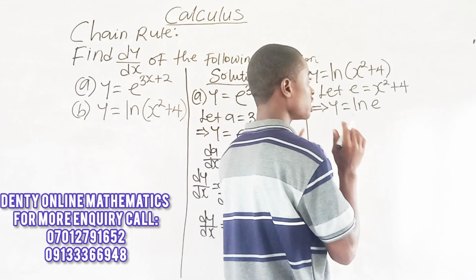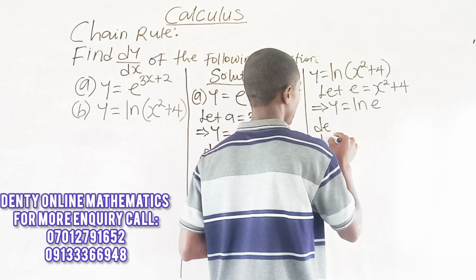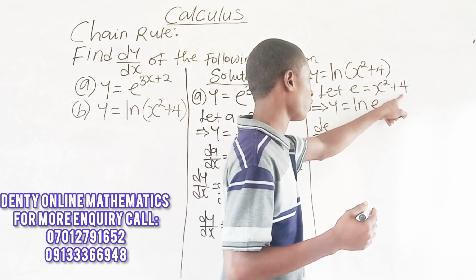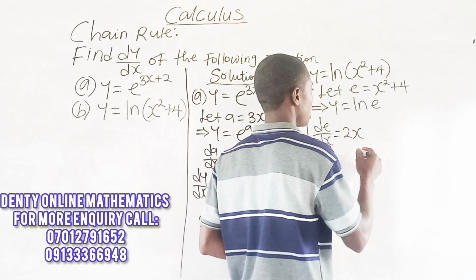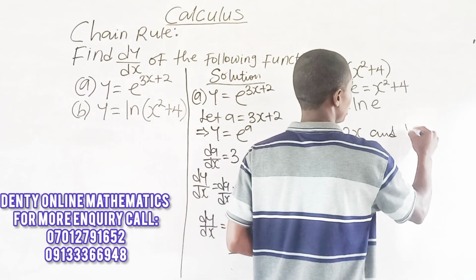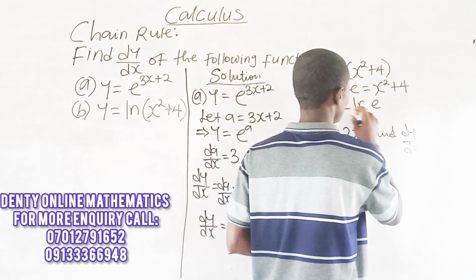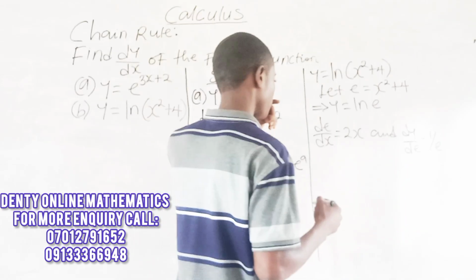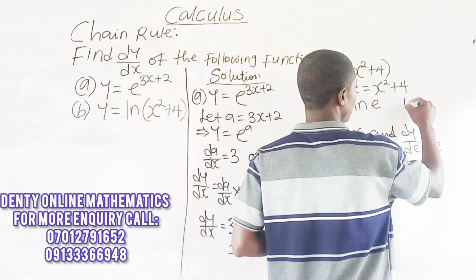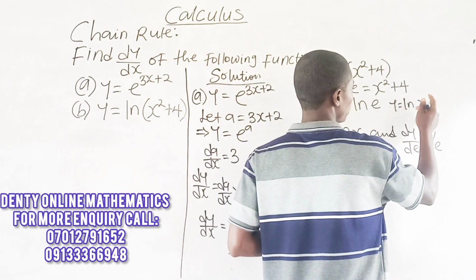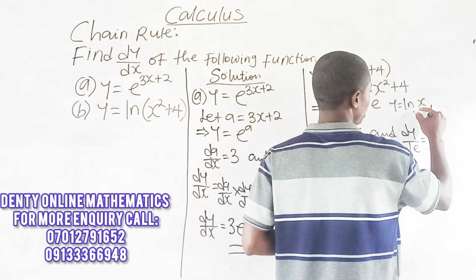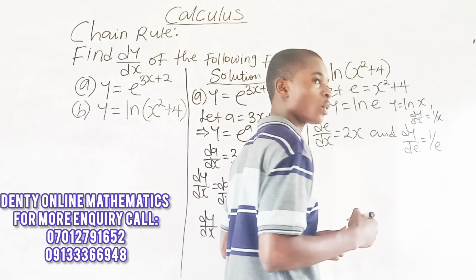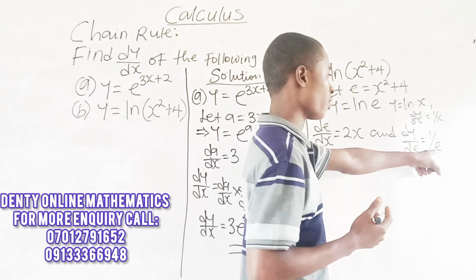Now we differentiate it separately. So de/dx means the derivative of x squared plus 4, which is equal to 2x. Now dy/de means 1 over e. If you have, for example, y equal to ln x, your derivative, that means dy/dx of this function, is 1 over x. It's always the reciprocal of that function. That's why I have 1 over e here.